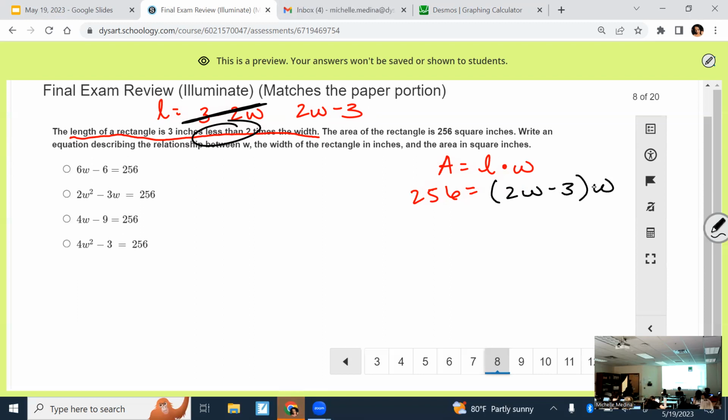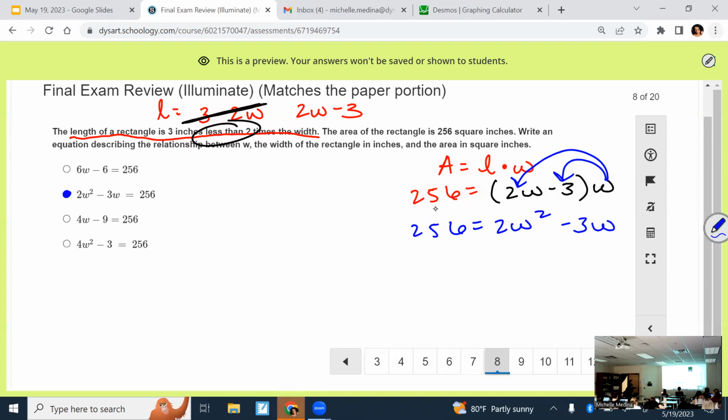Question so far? It is translating it. Then notice none of my answer options have parentheses, so they probably want us to distribute that W. So do that. What's 2W times W? Good, and then -3 times W. Good, I'm going to bring this down. And which option does this best match?